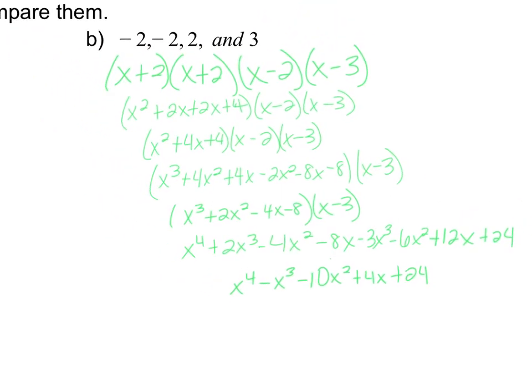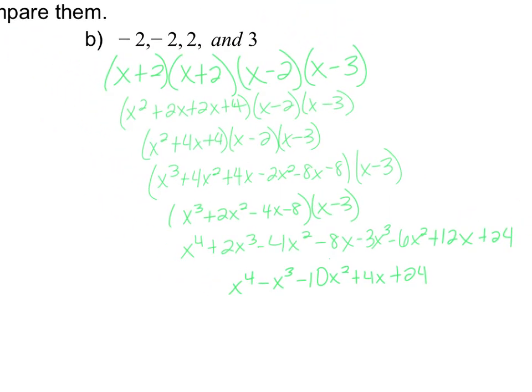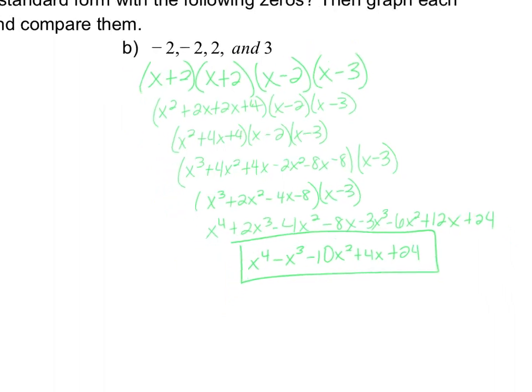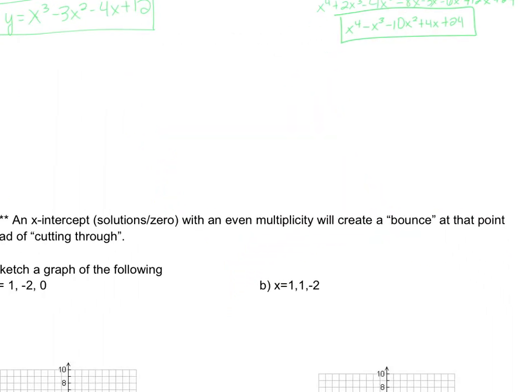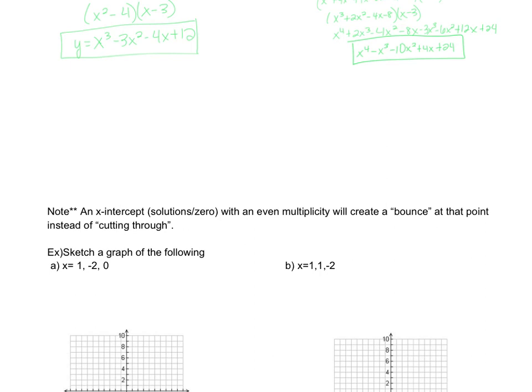All right, wasn't that so much fun? So whenever you get it all multiplied out, you should get this answer. x to the 4th minus x to the 3rd minus 10x squared plus 4x plus 24. So if you didn't get that answer, pause the video, go check and see all my steps and see where you made a mistake. Okay, so this next part, this is where it starts getting fun when we're graphing these.